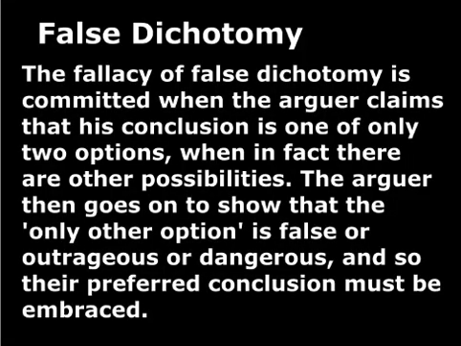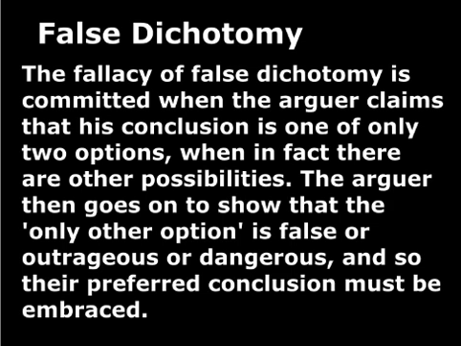Okay, next up. False dichotomy. This fallacy, the fallacy of false dichotomy, is committed when an arguer claims that his conclusion is one of only two options, and that's an important part, that there's a specific number of options. Usually it's two. And the problem is there's more than two.